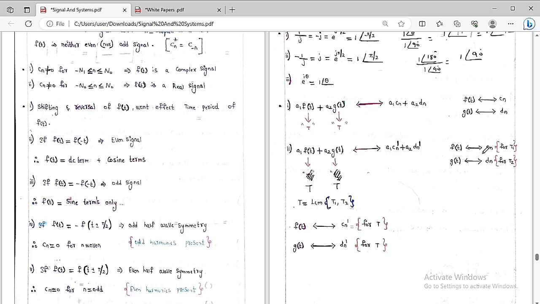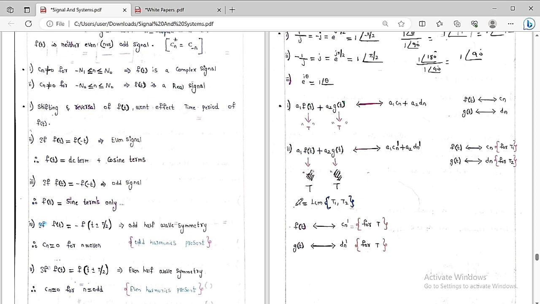Suppose f of t has the Fourier coefficient Cn and g of t has the Fourier coefficient Dn, but these are on different time periods. f of t has the time period T1 and g of t has the time period T2. So both have different time periods, but we have to define them on a common time period by taking the time period as the LCM of T1 and T2.